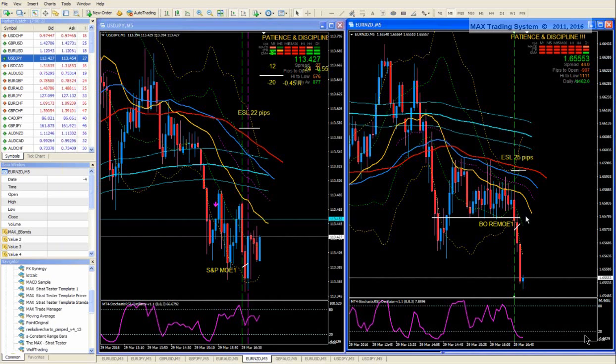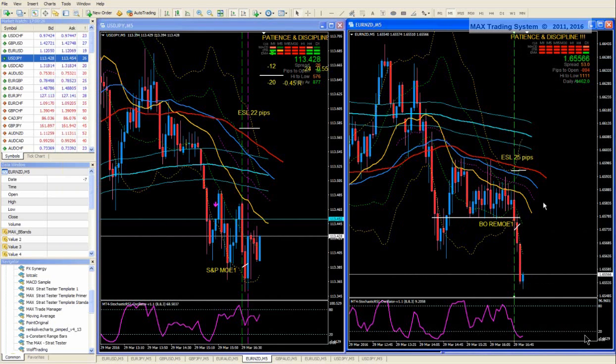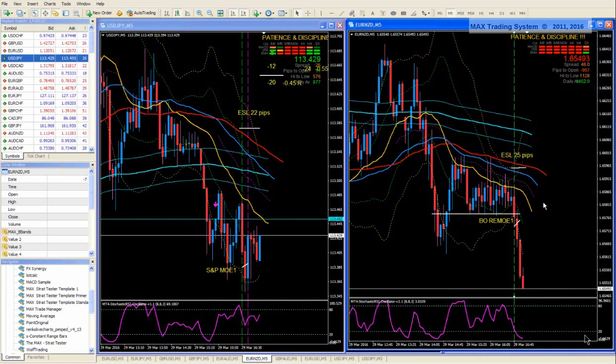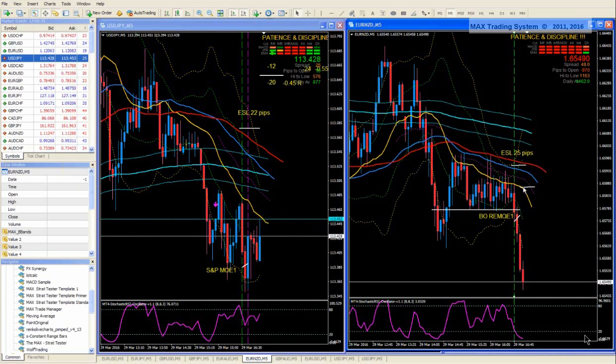Now, when the price moves significantly in favor of the trade, one of the processes to reduce the risk is to adjust the stop loss. And we have rules to adjust the stop loss. We have some rules to adjust the stop loss.